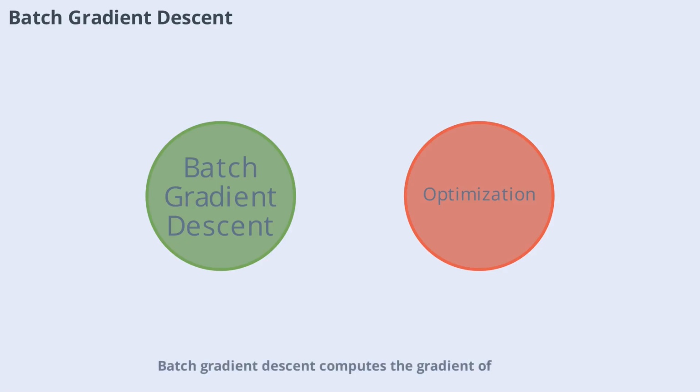Batch gradient descent computes the gradient of the loss function using the entire dataset. While this approach provides stable and accurate updates, it can be very slow and memory-intensive, especially with large datasets. It's best suited for smaller datasets where computational resources are not a limiting factor.